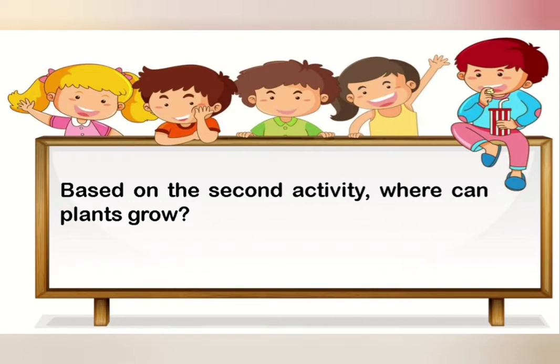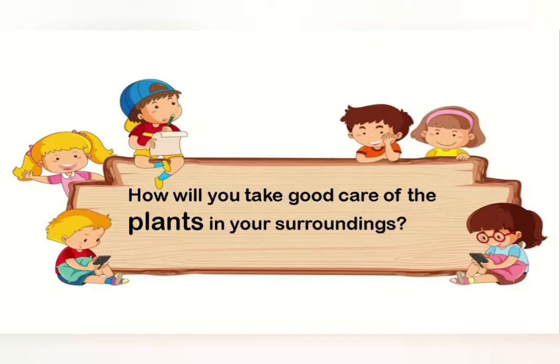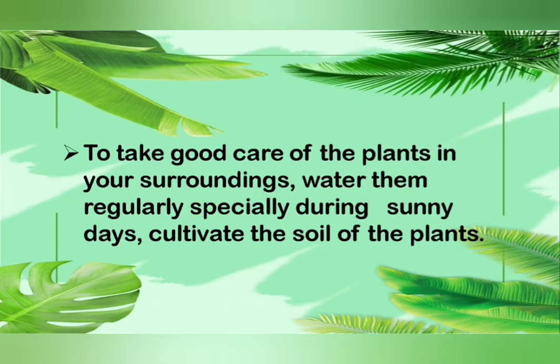Based on the second activity, where can plants grow? So based on our activity, plants can grow on terrestrial and aquatic habitat. How will you take good care of the plants in your surroundings? Of course, to take good care of the plants in your surroundings, water them regularly, especially during sunny days. And of course, you have to cultivate the soil of the plants.